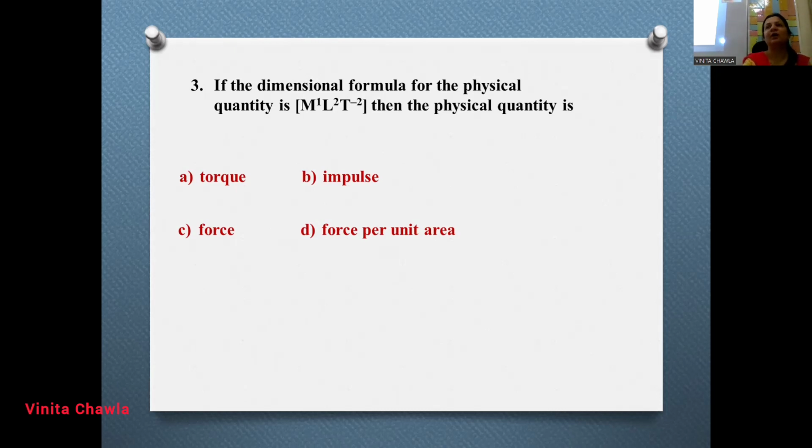Dimension of torque and that of work, they are same, but these physical quantities are different. Torque is not work, but the dimensions are same. Okay.